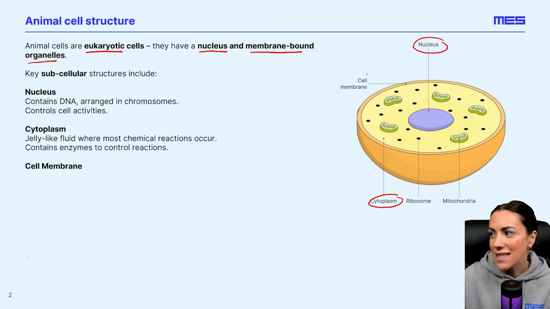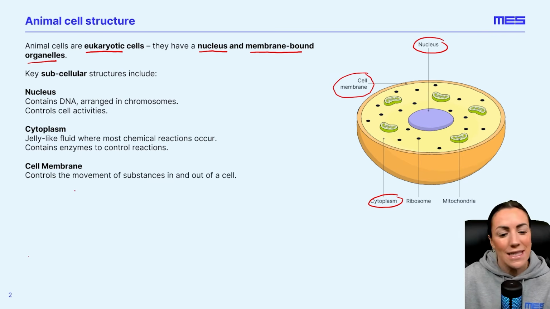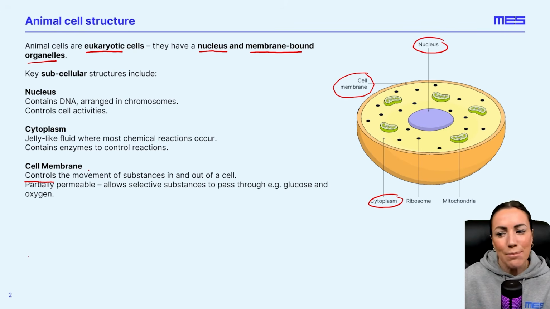Next up, we have the cell membrane. Now, the cell membrane controls the movement of substances in and out of the cell. The word controls is important here. Don't just say it lets things in and out. We say it controls the movement of substances in and out of the cell. And it is partially permeable. This means selected substances can pass through and other substances cannot. So, for example, glucose and oxygen, which are both needed for respiration, they are able to pass through the cell surface membrane and into the cell.